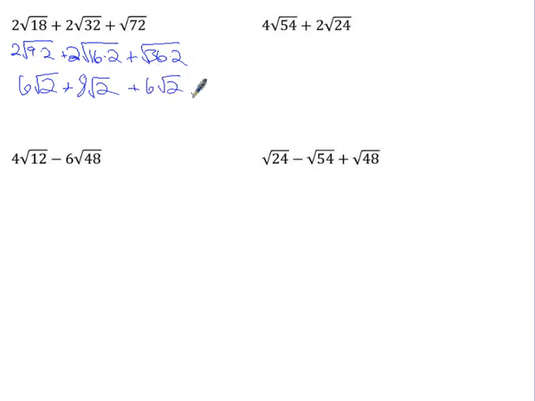Now do I have like terms to combine? Yeah. So what do we get when we combine those? 6 plus 8 plus 6 is 20 square root 2. There's your answer.